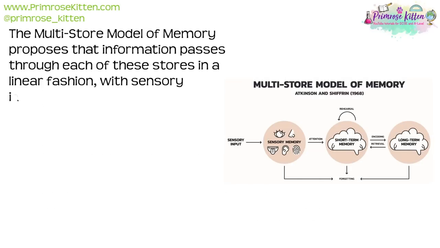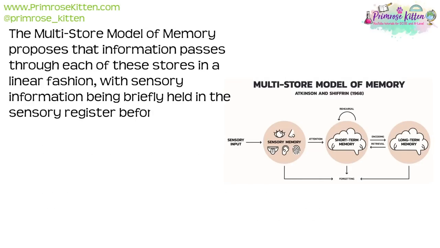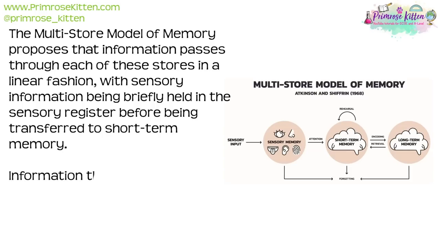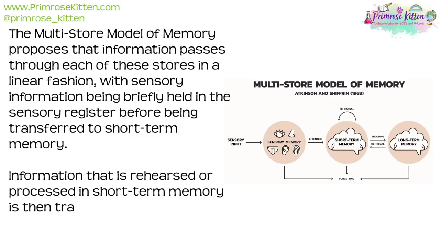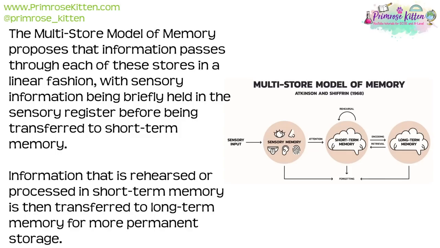The multi-store model of memory proposes that information passes through each of these stores in a linear fashion, with sensory information being briefly held in the sensory register before being transferred to the short-term memory. Information that is rehearsed or processed in the short-term memory is then transferred to the long-term memory for more permanent storage.